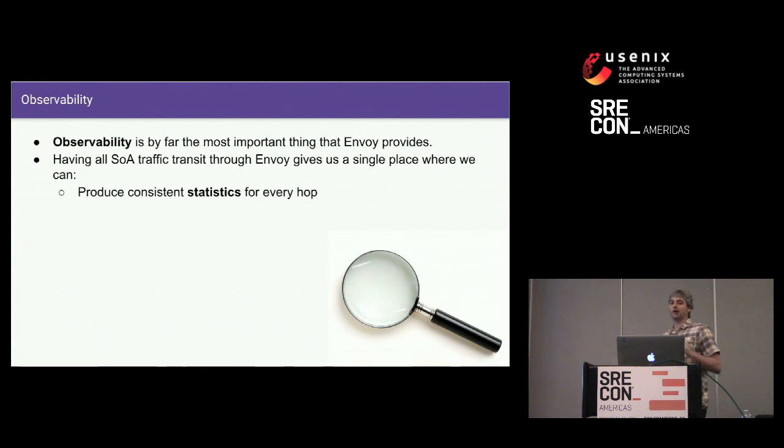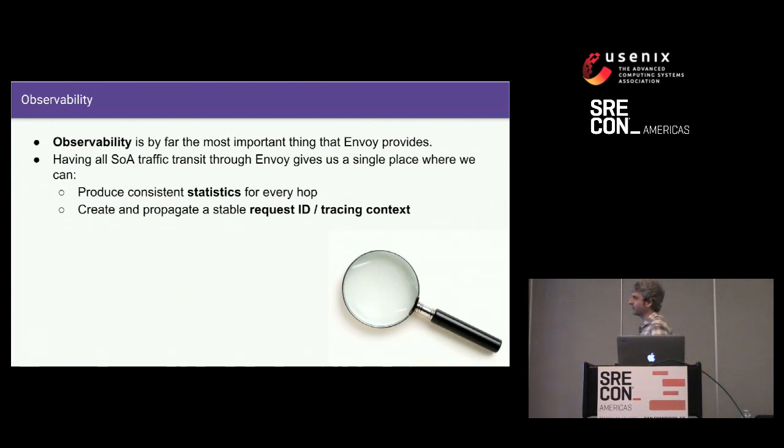One of them is to get the same stats for every hop. Since we run Envoy for both ingress as well as egress, we have very consistent stats for each hop, which I'm going to show you. We can create and propagate a stable request ID as well as tracing context. This is super important because it allows us to do logging as well as tracing and consistent sampling. If we sample, say, 1% of requests, it's not that we sample randomly 1%, which is pretty useless. We can actually sample 1% of requests that flow throughout the entire mesh, which is pretty awesome. And then we can do consistent logging, and we can do tracing, which I'll also show you.